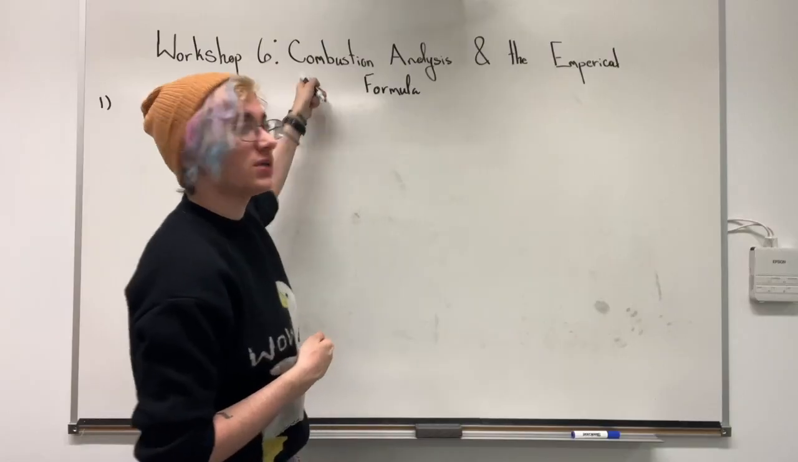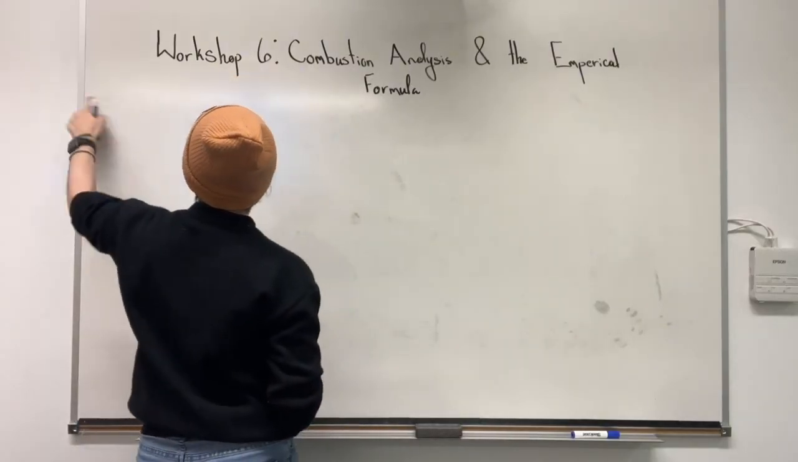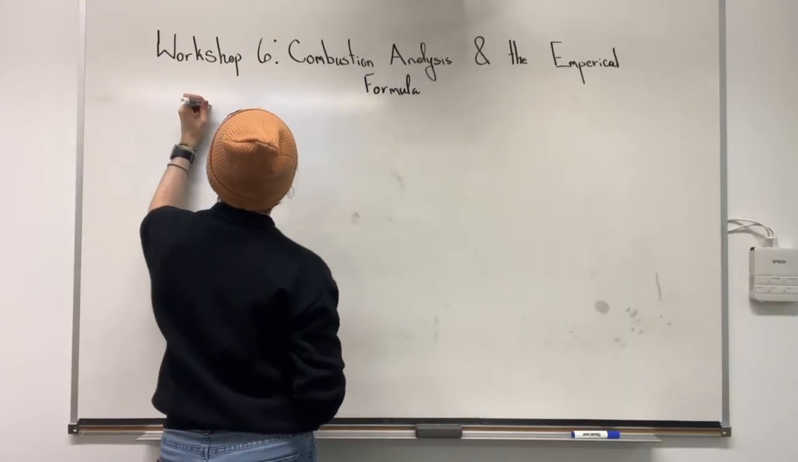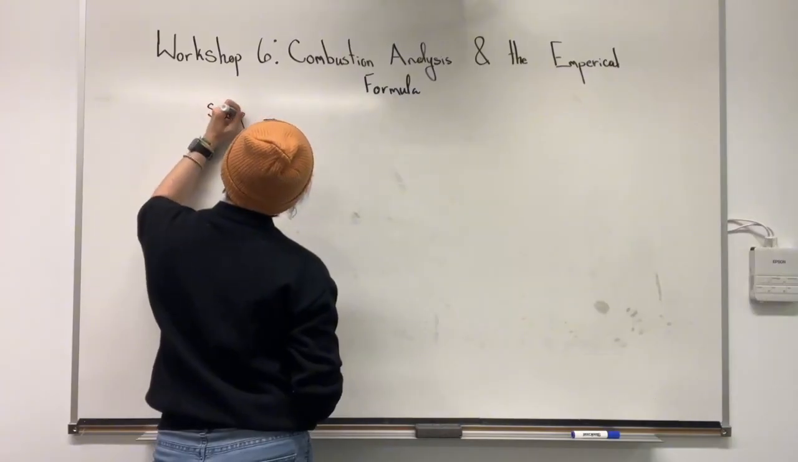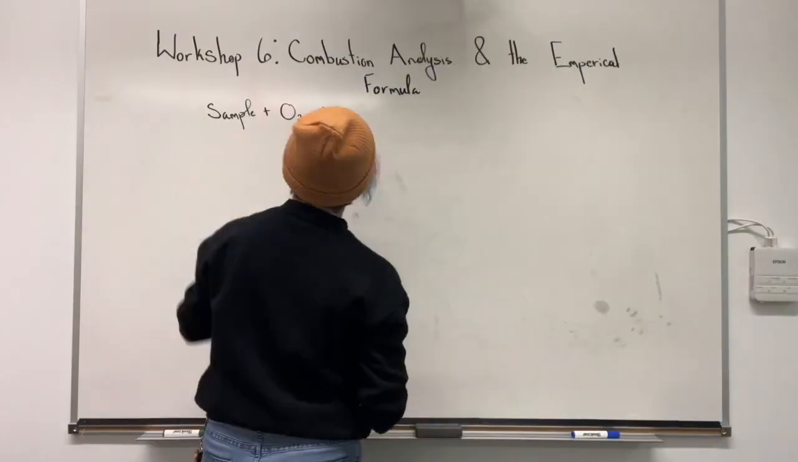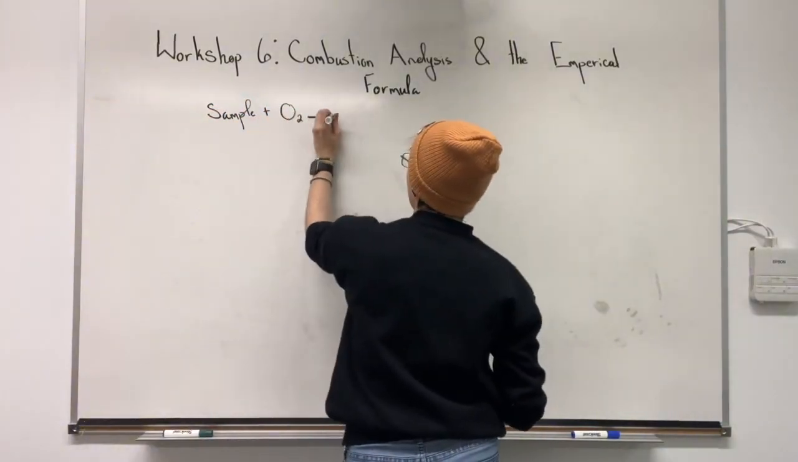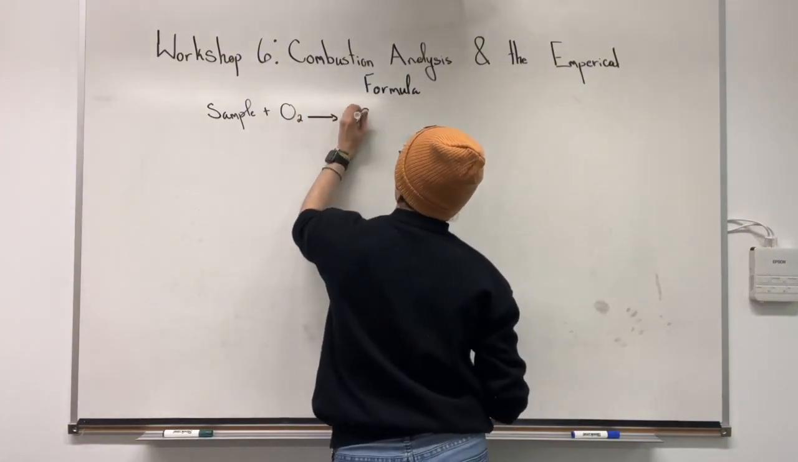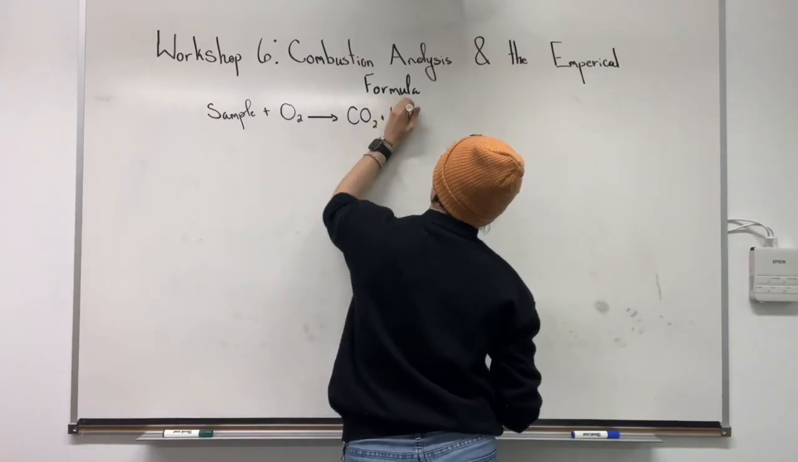Now, combustion is the process of taking a sample, generally an organic sample, an organic sample being something containing carbon and hydrogen, and burning it in the presence of oxygen. When you burn that sample in the presence of oxygen, you're going to create two products. You're going to create carbon dioxide, and you're going to create water.